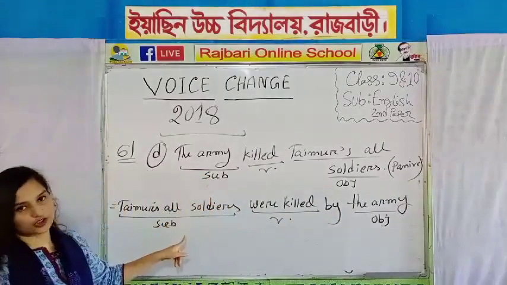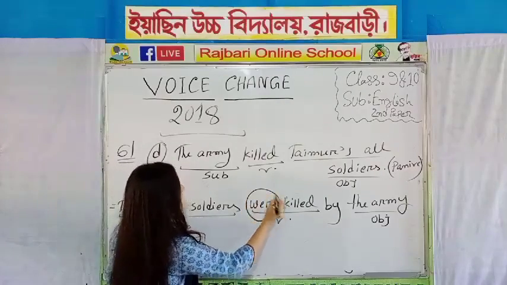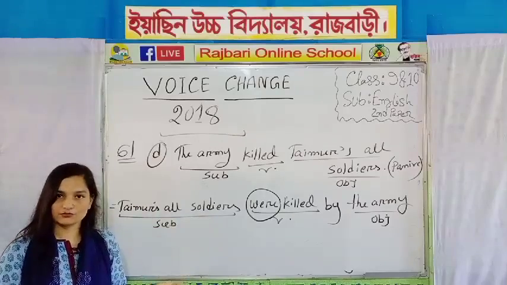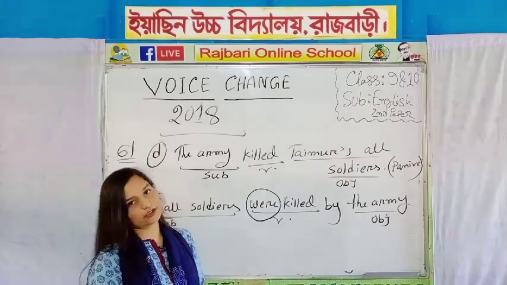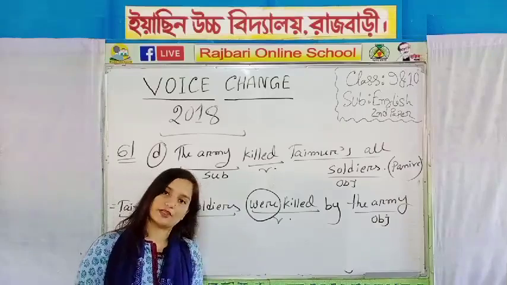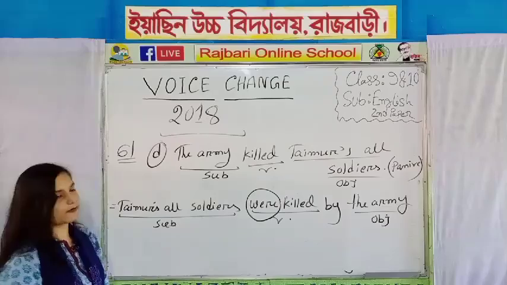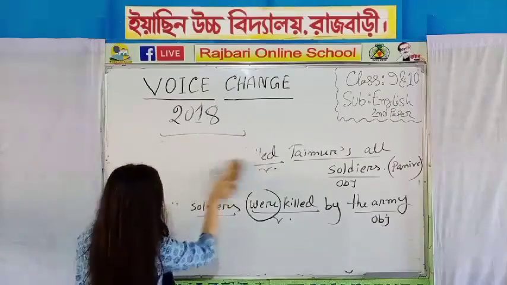From this one to this one. And see here, auxiliary verb is were, because it's very simple. For plural form, we use plural verb, plural auxiliary verb. For singular subject, we use singular verb. Okay? Okay, so 2018 question has been solved. Now we will go for 2017.